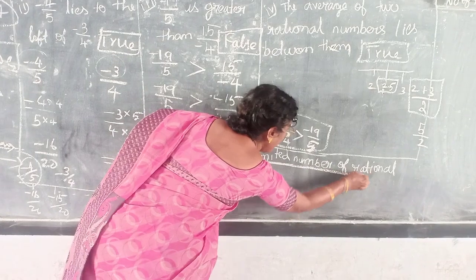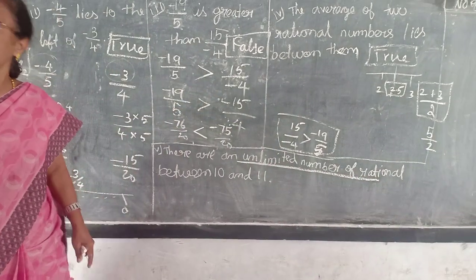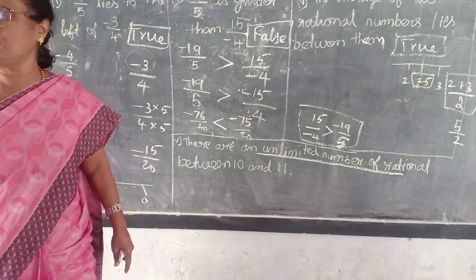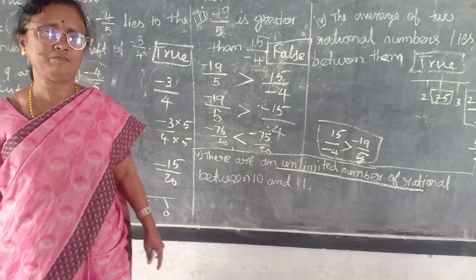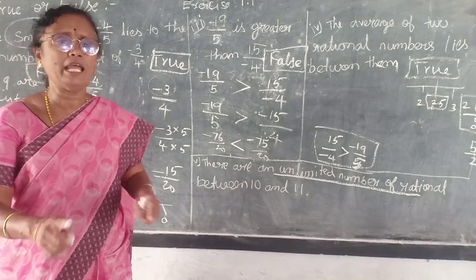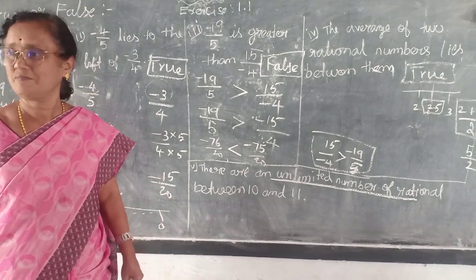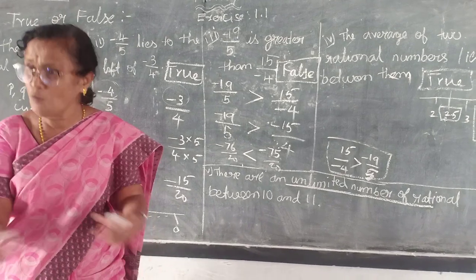Next one. There are an unlimited number of rational numbers. Unlimited means what? Infinite. You won't be able to count it.